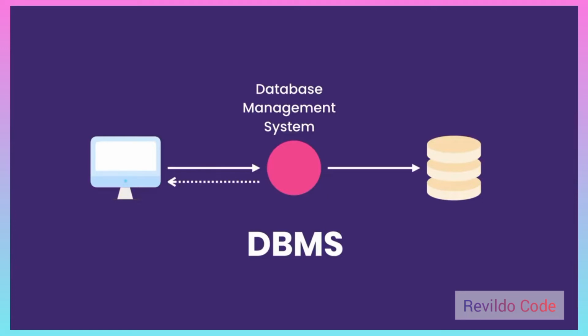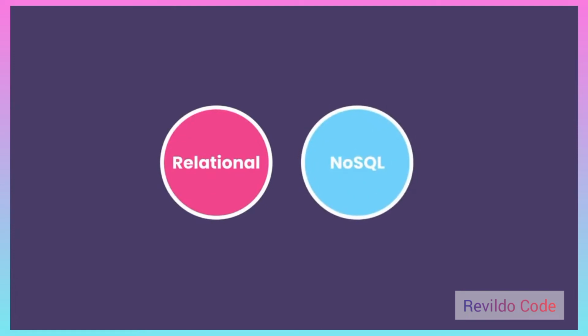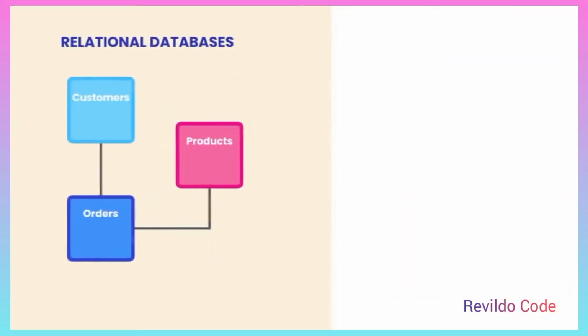Now, we have several database management systems out there, and these are classified into two categories: relational and non-relational, also called NoSQL. In relational databases, we store data in tables that are linked to each other using relationships. That's why we call these databases relational databases. Each table stores data about a specific type of object like customer, product, order, and so on.